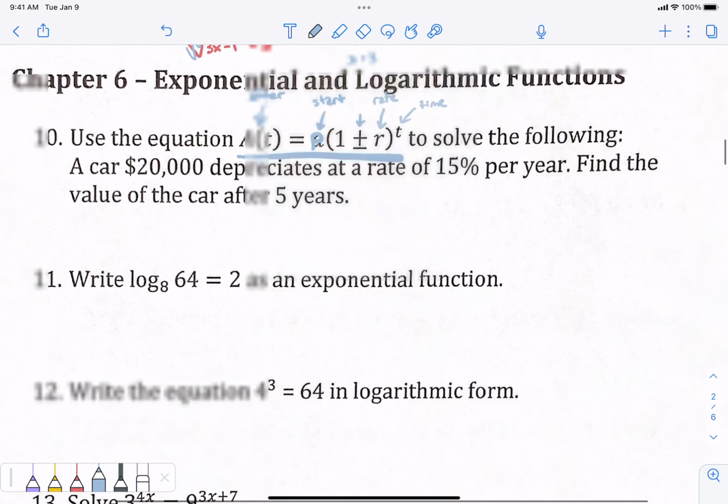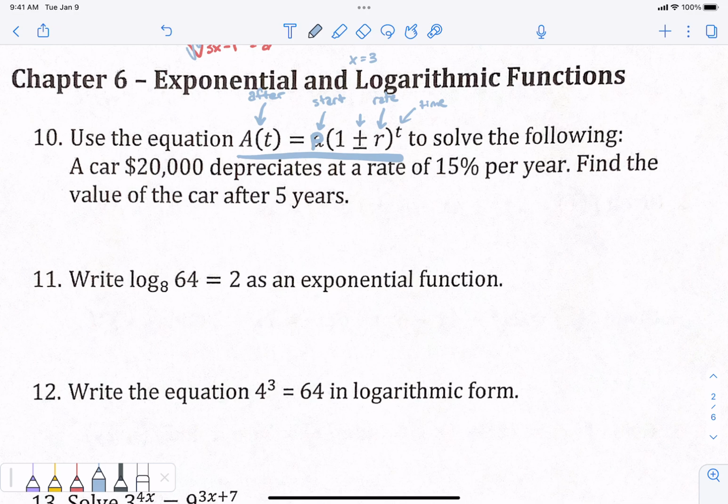All right, so we're going to start plopping stuff in. Use the equation to solve the following. A car that is $20,000, that goes in for P or A, right? That's what they call it, little a. That's the starting amount.